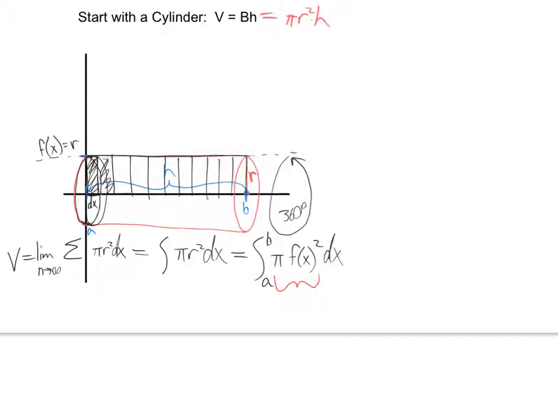Okay, so let's make some connections here. This right here is the area of your base, okay? And the b minus a and the dx is like your height, okay? So base times height. All right.